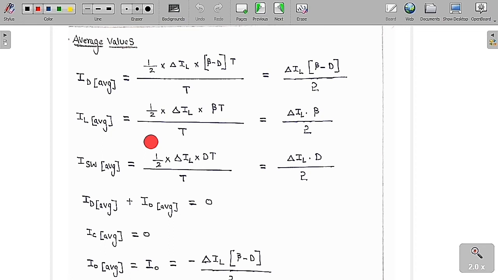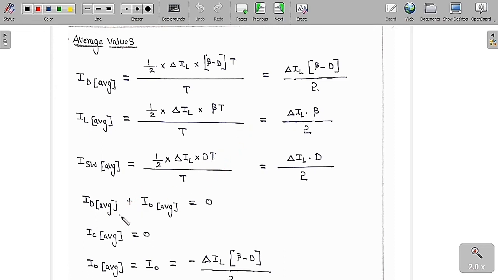Similarly, the average value of the inductor current is equal to half into delta IL into beta T by T. T cancels, and we get delta IL into beta by 2. Similarly, the average value of the switch current is equal to half into delta IL into dT by T. T cancels, and we get delta IL into D by 2. So these we get from the graphs.